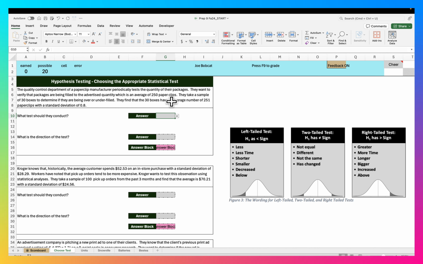So, for the population, all we have is the mean, the 250. For the sample, we actually have a lot of stuff. We have n, the number of boxes. We have 251, which is the mean. And we have 0.8, the standard deviation of the sample. So which test do we conduct? Well, we don't have the population standard deviation, so that means it's a t-test. And what's the direction of the test? Well, we don't know if they're being over or underfilled, so it's a two-tail test.